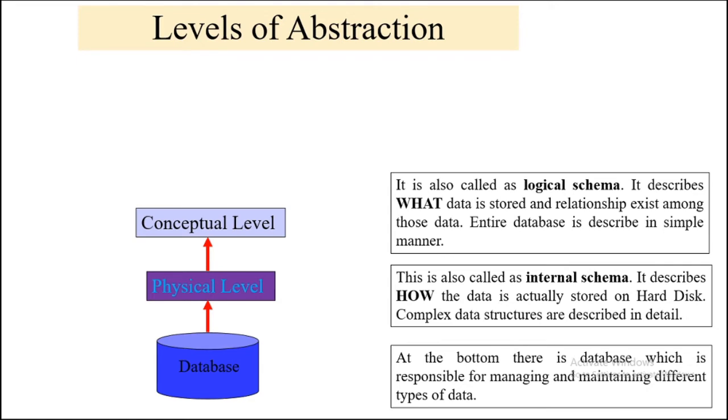Second is conceptual level. It is also called logical schema. It describes what data is stored and what relationships exist among those data. This level describes the entire database in terms of small simple structures. Actual complexity of physical schema gets hidden at this level. For example, if there is a student database, then in a student table, the actual data of the student, such as name, age, email ID, etc., can be stored.